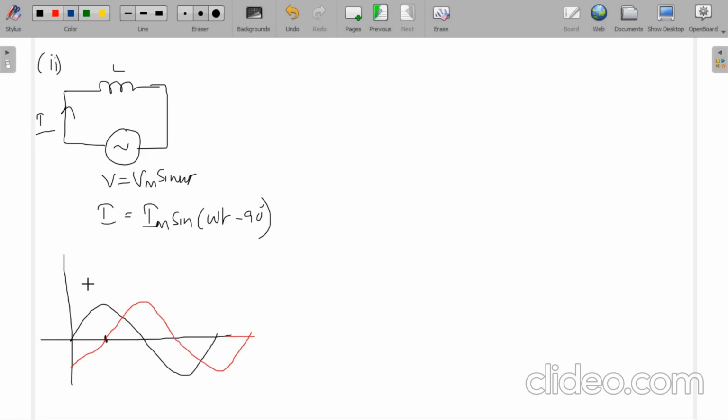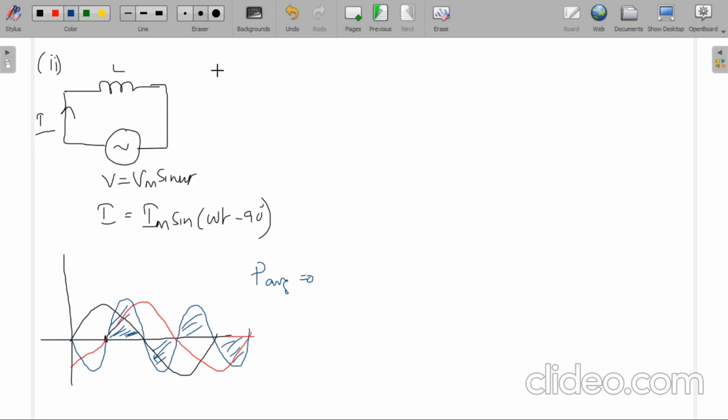Coming to the instantaneous power, here this positive half is equal to the negative half. Again the positive half is equal to the negative half. You are going to have a positive half here, that is equal to this negative half. So the average power will be equal to 0. This is the instantaneous power. The average power will be equal to 0.